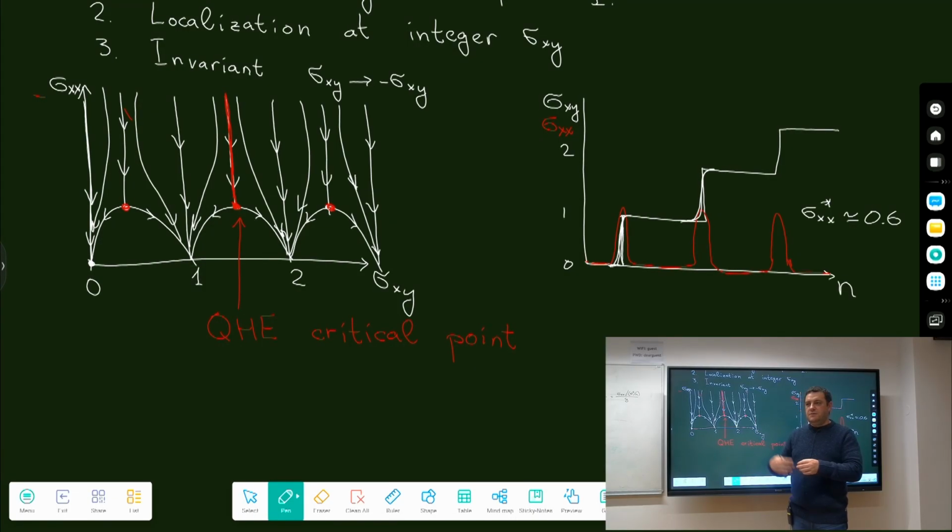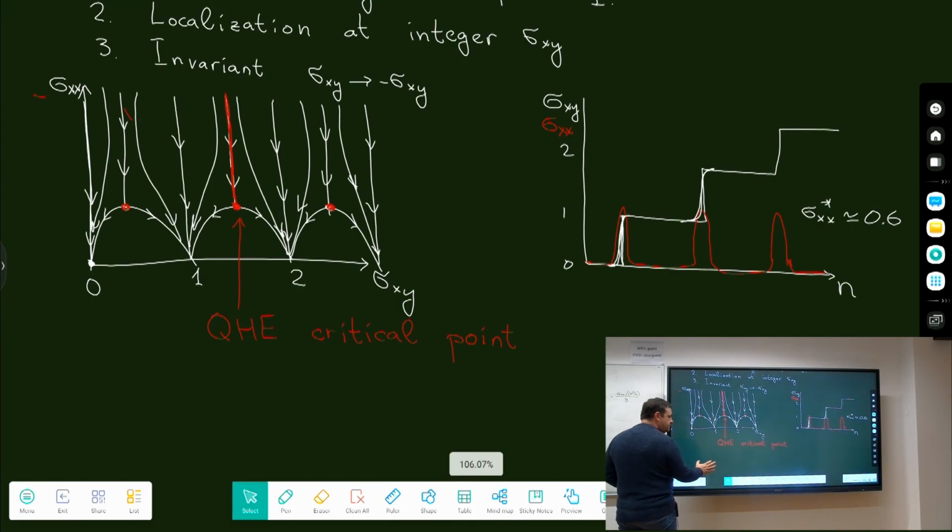This statement is said in different words like this: the second homotopy group of the target manifold is trivial for the orthogonal class and is the Z group for the unitary class. That's why we can include this term in the unitary class, and we can also include it in the orthogonal class, but it will just be 0.